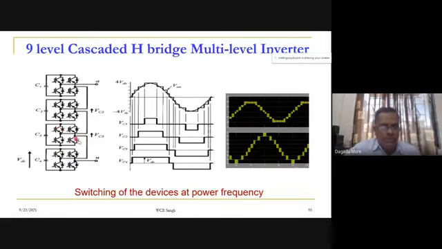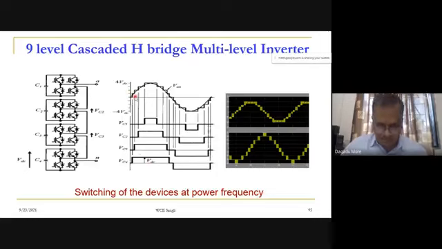Next, let's assume these two switches of the second H bridge will be slightly less, maybe 140 degrees. Then the third, connected with this, will be maybe 100 degrees, and this may be 50 degrees. We can make a logic in such a way that our resultant output voltage will be a staircase type.